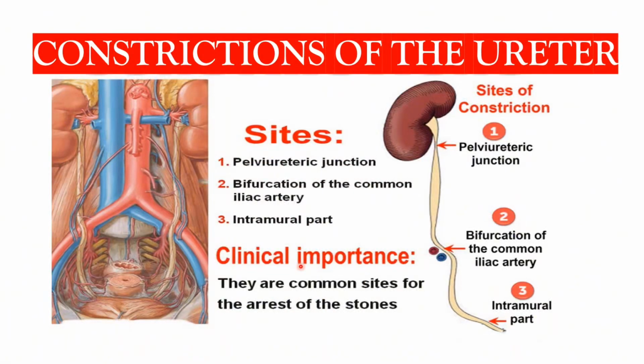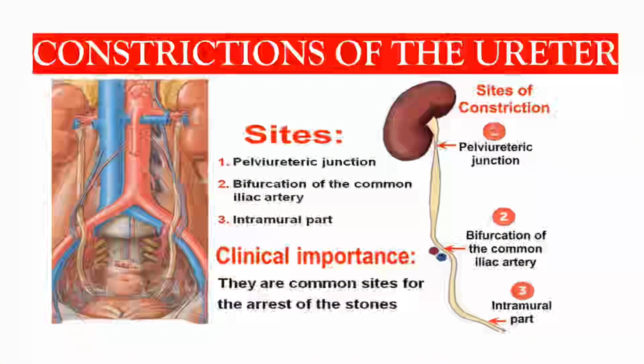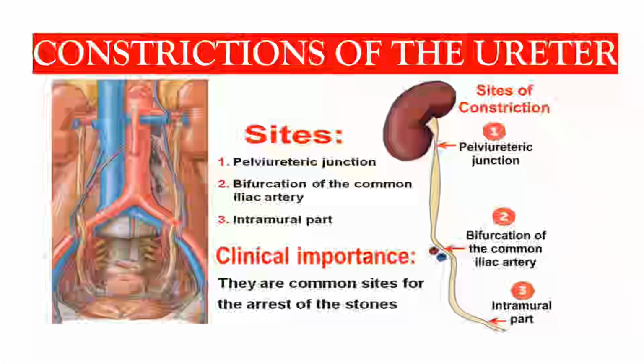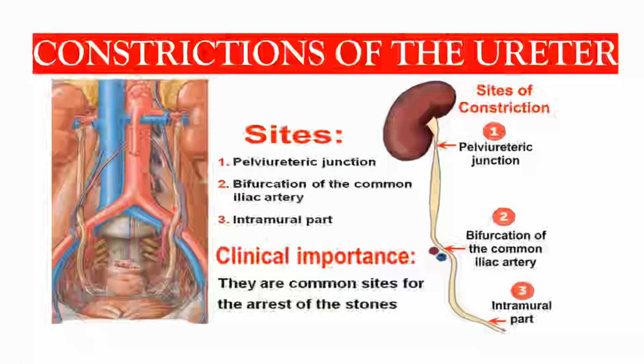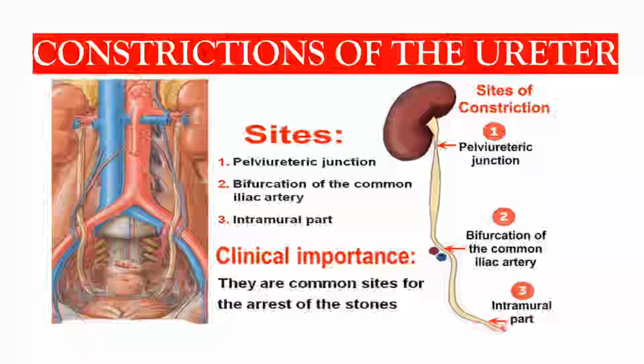Now, what are the constrictions of the ureter? There are three constrictions of the ureter. The first one is at the pelvic-ureteric junction. The second constriction is at the bifurcation of the common iliac artery. Around this region, there's a constriction here. The first one is here, the pelvic-ureteric junction. The second one is here, at the bifurcation of the common iliac artery. Then for the third one, we have the intramural part, the part that is entering into the bladder.